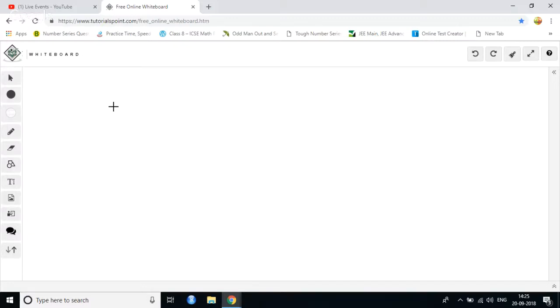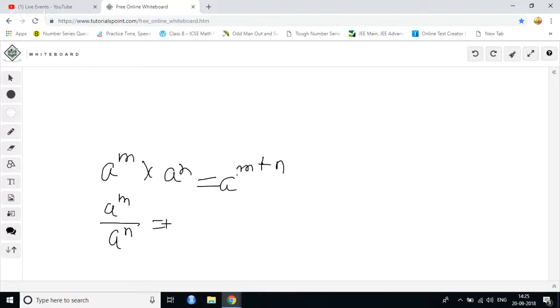Okay, now let me go to exponents and let me write a few. A to the power m into a to the power n is equal to how much? It is equal to a to the power m plus n. A to the power m divided by a to the power n is equal to how much? A to the power m minus n.